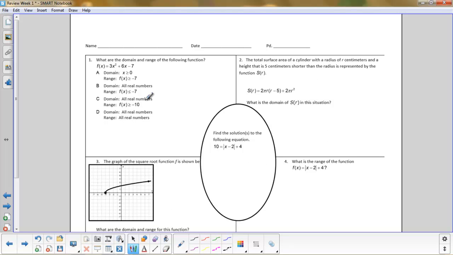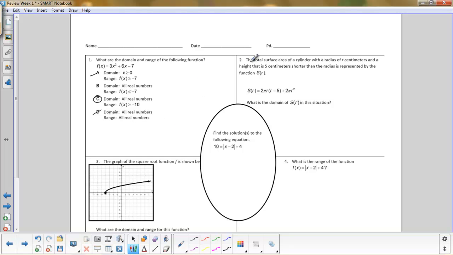Domain and range. What are the domain and range of the following function? We automatically know that a is out because the domain of a quadratic is always all real numbers. We automatically know that d is out because a quadratic function has a minimum or a maximum. Therefore, the range has limitations. We just have to determine what that limitation is, and you either graph it or you use the vertex, that's the opposite of b over 2a, to determine that your minimum in this case is -10, and C is your correct answer.